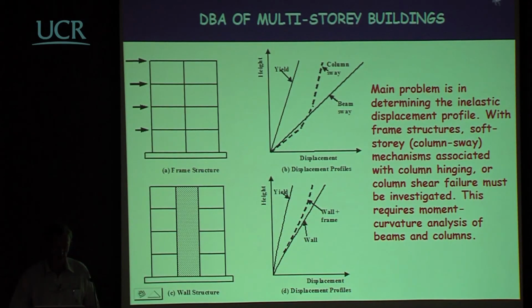Looking at multi-story buildings, multi-degree of freedom systems, there are more problems associated with this, and the main problem is determining the inelastic displacement profile. So we don't have the luxury of knowing that we're doing a design, where, if we do the design properly, the displacement shape is going to be very close to the values that we've got from well-designed structures in the past. Here, we could be varying from having a beam sway mechanism to a column sway mechanism, and the displaced shape will be very different.